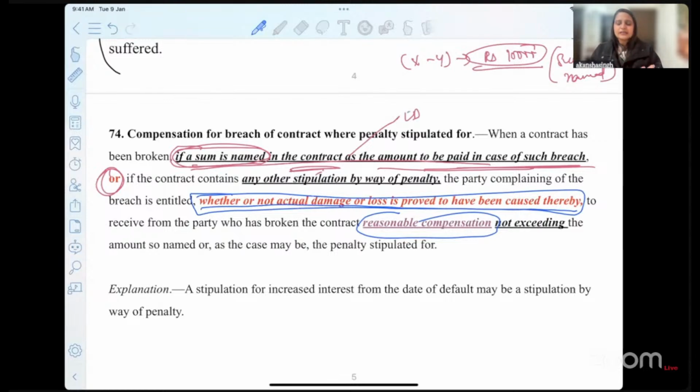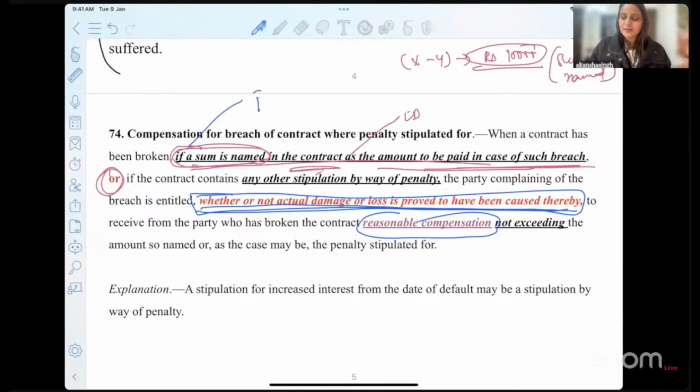If you barely read the provision, it says whether or not actual damage or loss is proved to have been caused, you will still be entitled to get compensation from the other party, provided a clause of the same exists in your contract. But there is an interpretation that has been done of this. So if you get a subjective answer, I will tell you what to mention and what to write, and how we have interpreted this entire concept of proving actual loss or damage or not. So from the bare provision you have to take this part as well.